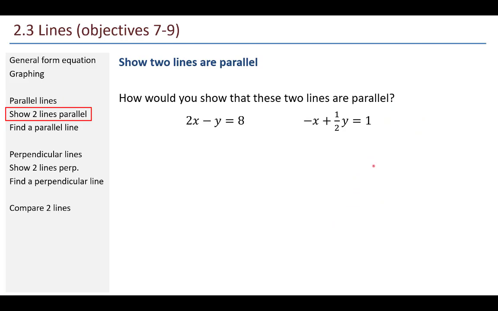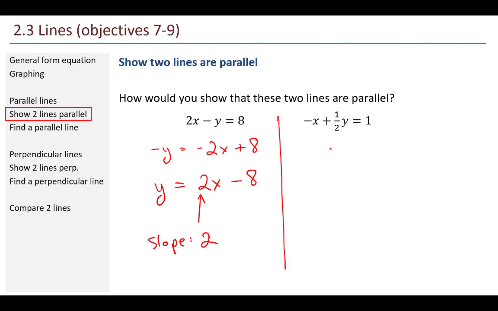How would you show that these two lines are parallel? Really, it boils down to showing that they have the same slope. So let's find the slope of each. And to do that, we solve for y. On the left, let's see here, I'll subtract 2x from both sides, so I get negative y equals negative 2x plus 8. I will negate both sides, so y equals 2x minus 8, and from here I can pull out the slope. So it looks like my slope is 2.